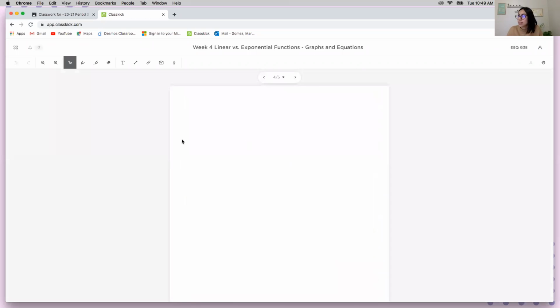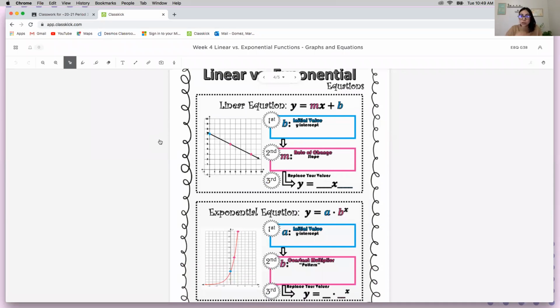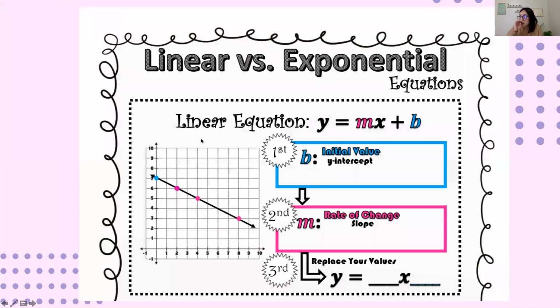So on the next page, we are going to be writing your equation. So let me go on over to our presentation here. We're going to be starting with the linear equation. So our linear equation is y equals mx plus b. Now, notice how I put this graph under a linear equation. Why am I saying this is going to have a linear equation? What shape does it have? It's a line. There you go.